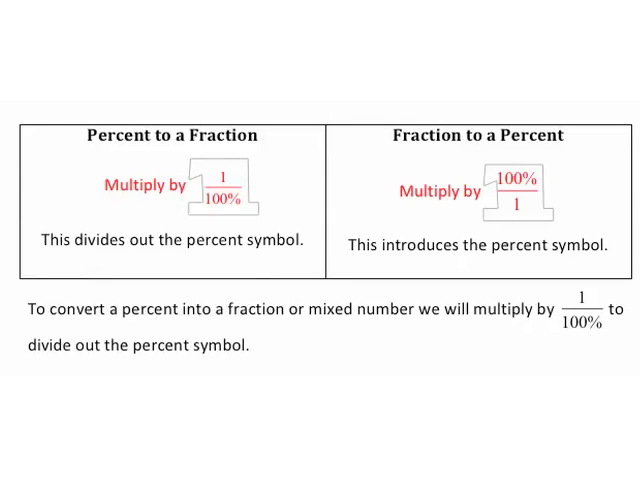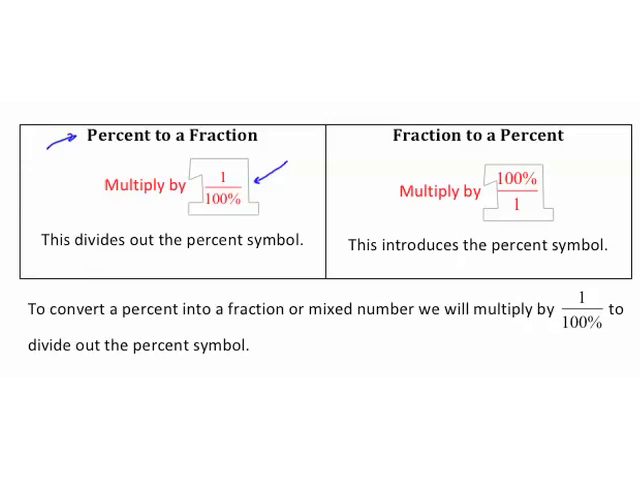We've already seen in several instances we'll need to multiply by a fraction that's equal to 1 or divide by a fraction that's equal to 1. When we're converting between percents, fractions, and decimals, we're going to use that same idea. To convert from a percent to a fraction, we are going to multiply by the fraction that's equal to 1 here, 1 over 100%. And what we do when we multiply by this fraction 1 over 100% is this fraction actually will divide out the percent symbol and convert our percent to a fraction.